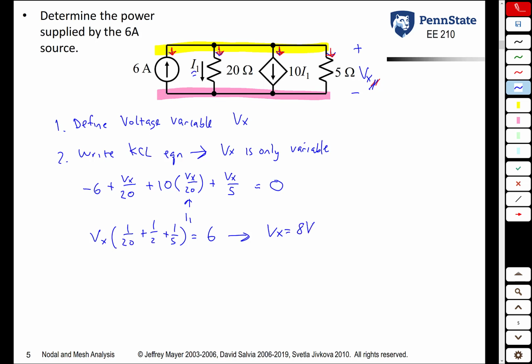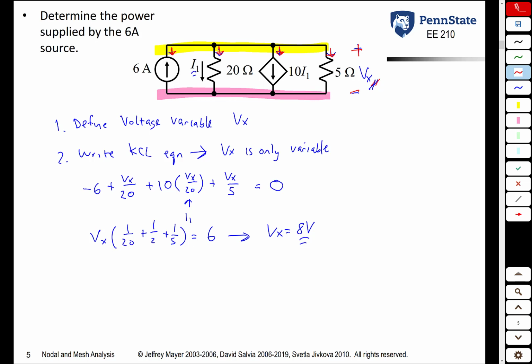So by writing one equation and one unknown, making substitutions as needed and using Ohm's law as needed, we now know that the yellow node is 8 volts higher than the pink node. The fact it's a positive answer here basically means that our guess of the plus here and the minus here was correct. Had we defined Vx with the plus on the bottom and the minus on the top, our equation would have been different, and our final answer would have been Vx is equal to negative 8 volts, which once again just tells us that our initial guess would have been wrong.